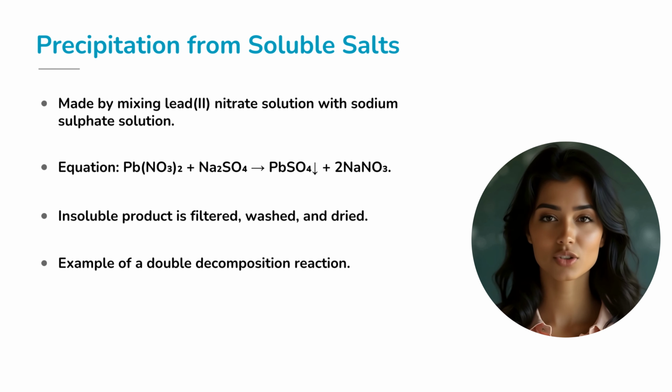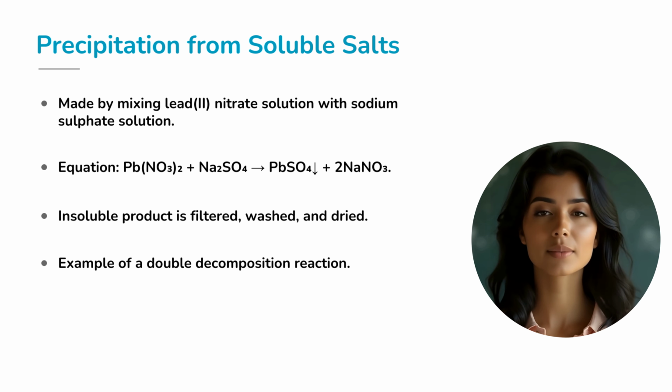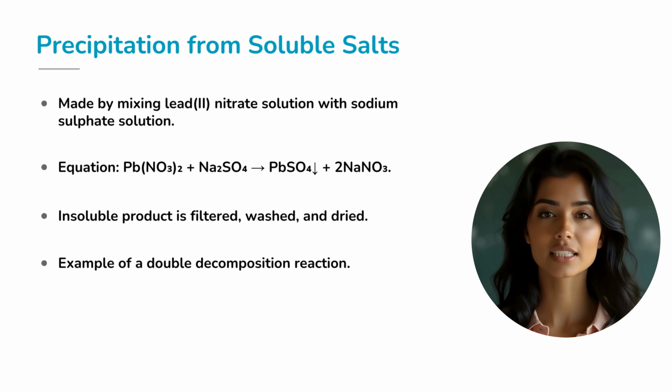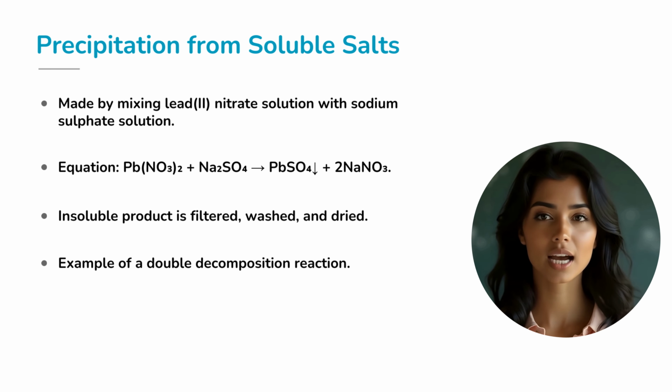Not all salts dissolve in water, and that's exactly why lead(II) sulphate is made using a precipitation method. We mix lead nitrate solution with sodium sulphate solution, and a white precipitate of lead sulphate forms. The reaction is lead nitrate plus sodium sulphate gives lead sulphate precipitate and sodium nitrate. This insoluble salt is then filtered, washed, and dried. It's a classic case of double decomposition.